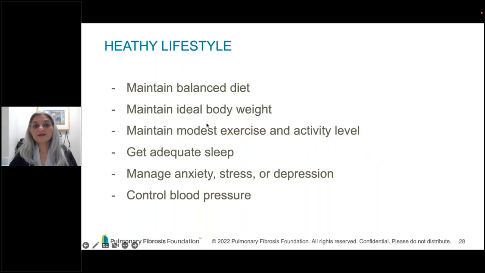So overall, maintain a balanced diet, maintain an ideal body weight, maintain a modest exercise and activity level, and adequate sleep. It's important to manage anxiety, stress, or depression. I think it's very hard to go through both these illnesses without experiencing some level of each, so get your support system going or reach out for professional help, and control the blood pressure.